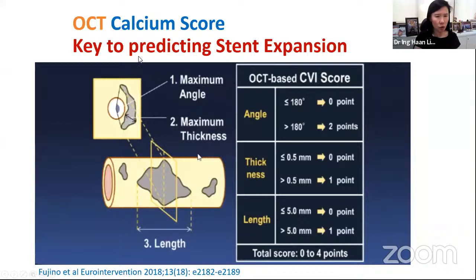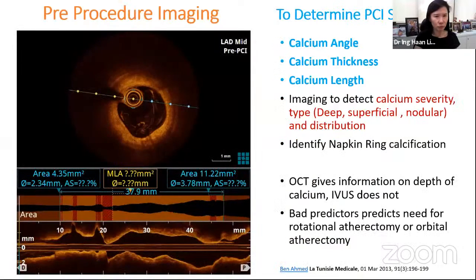This looks at the OCT calcium score, which is key to predicting stent expansion, looking at the 3 things of arc of calcium more than 180 degrees, thickness of calcium more than 0.5 millimeters, and length of calcium more than 5 millimeters, with a total score of 4. The higher the score, the higher the prediction of poor stent expansion and the need for plaque modification.